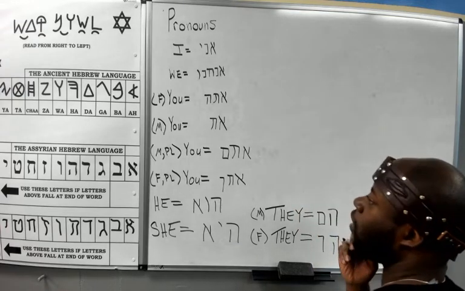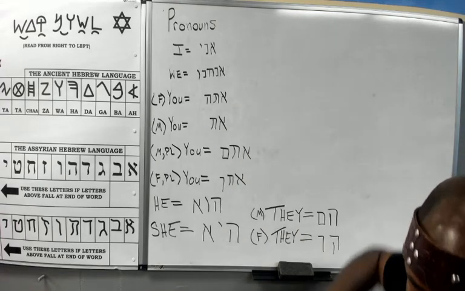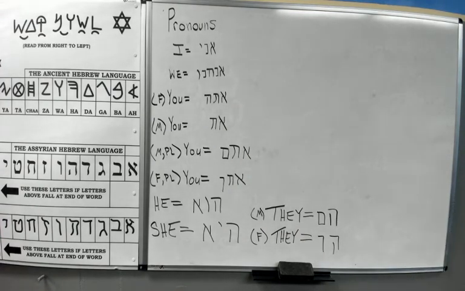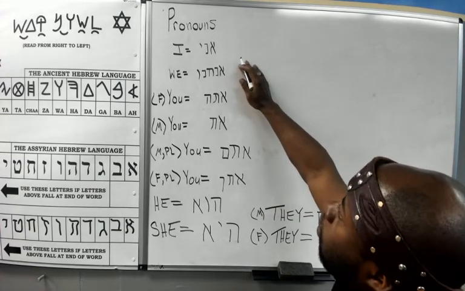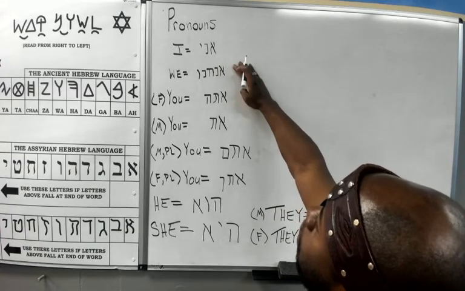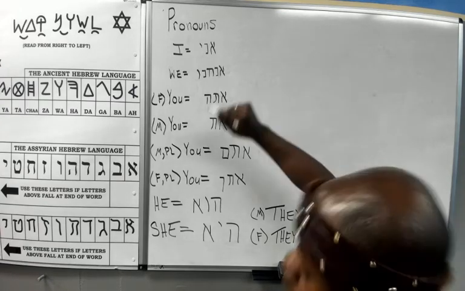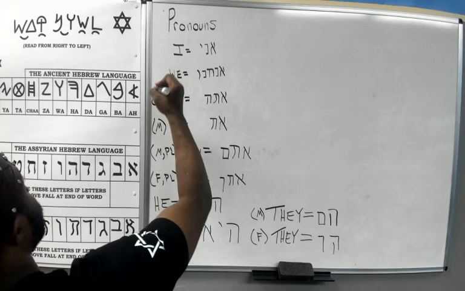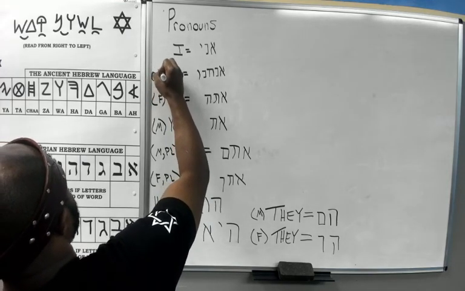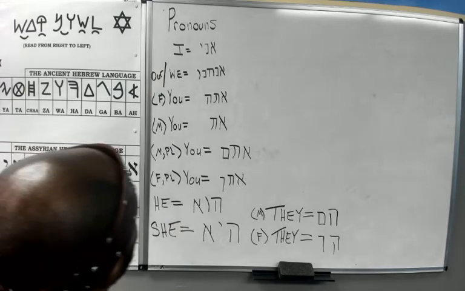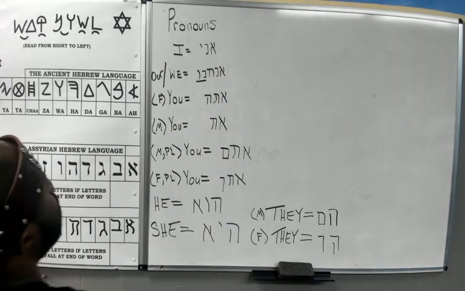All right, this may be the last time I'm going to be writing this before I fully go into demonstrating this in the scriptures. Of course, these pronouns right here are going to be pronounced as Anya, which is I, and Anachnu, which is we. And of course, the abbreviation for it is what I brought up earlier, which is Nawa.